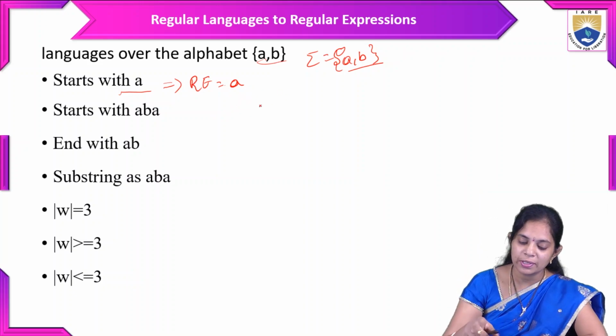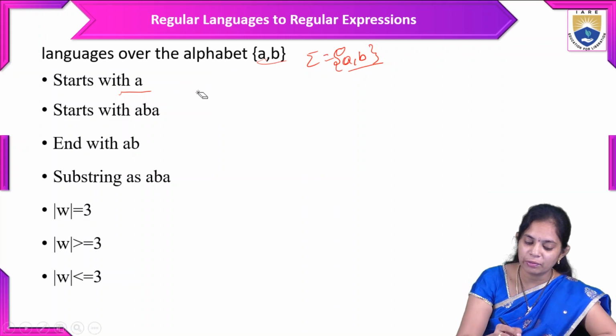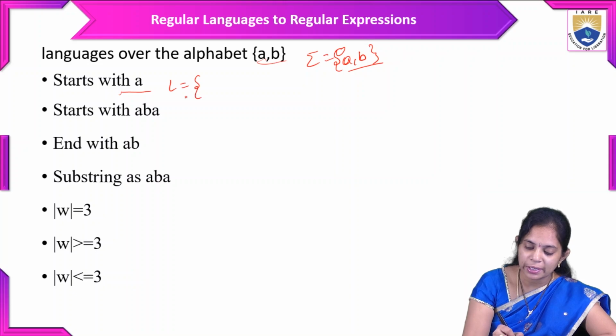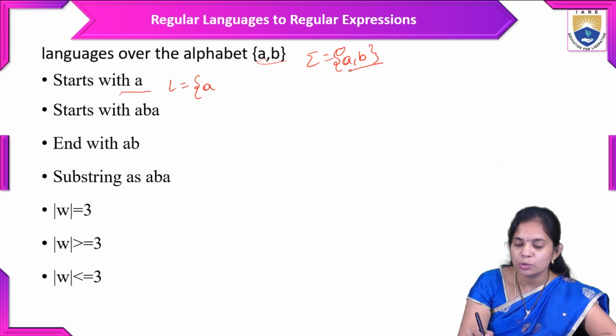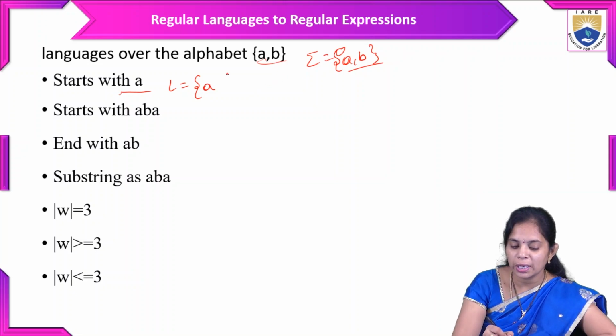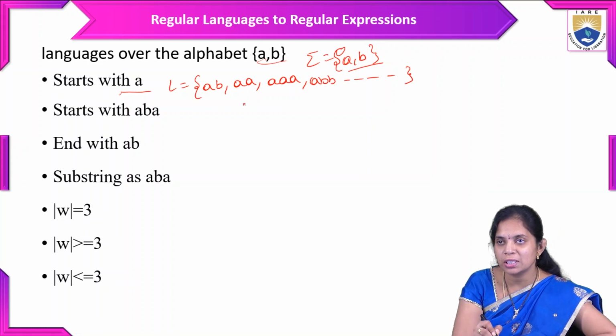Before writing the regular expression, I will write the language, and then we will write the regular expression. The string starts with A and there is no condition on the ending, so it can end with B or end with A, and also the strings can end with double A, double B, and so on. So these are all the language possibilities of strings we have.